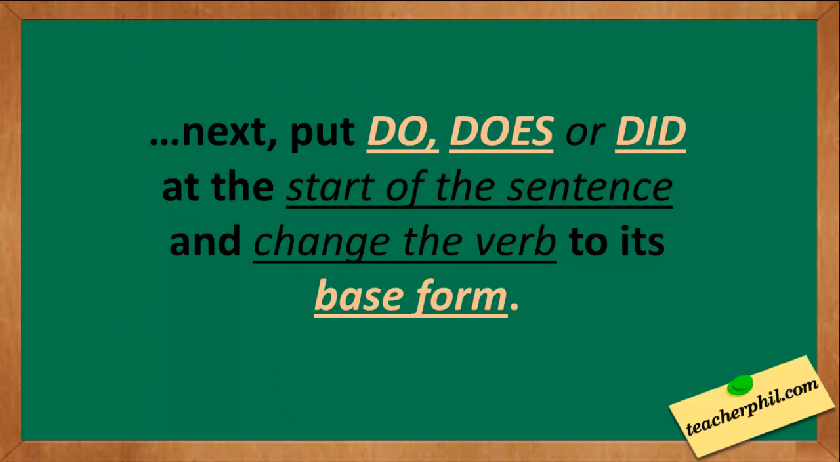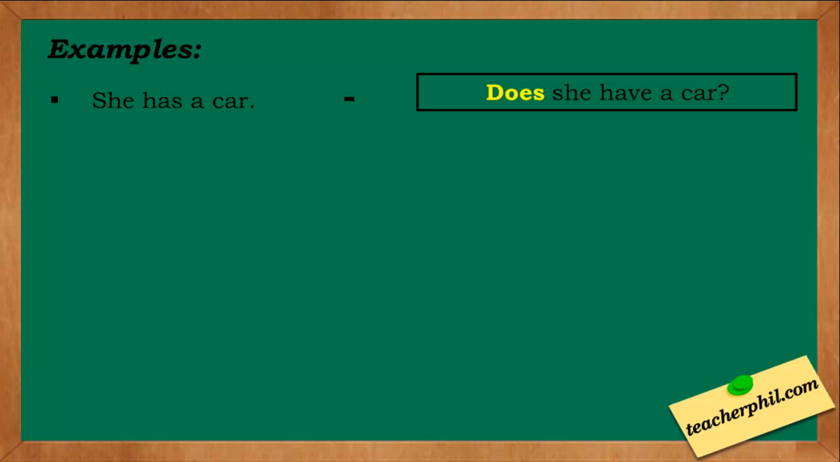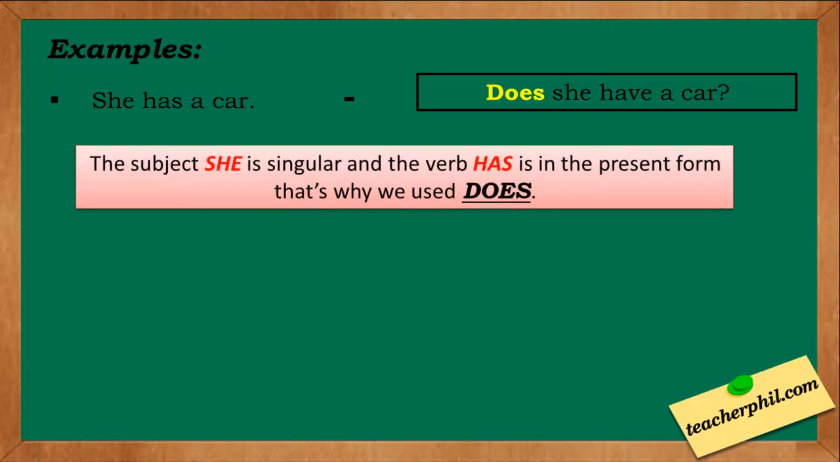Next, put do, does, or did at the start of the sentence and change the verb to its base form. Examples, she has a car. Does she have a car? There is no be verb in this sentence. The subject she is singular and the verb has is in the present form. That's why we used does.